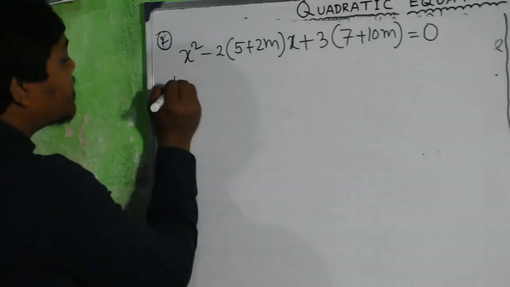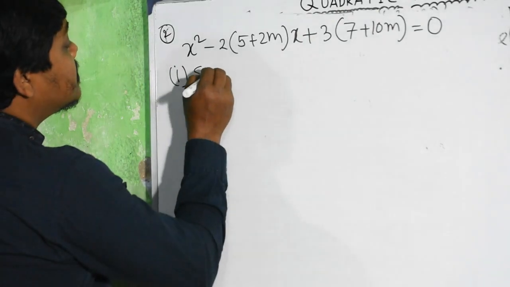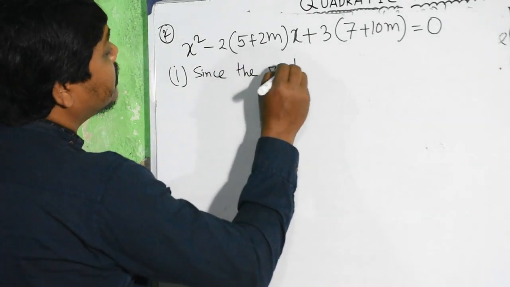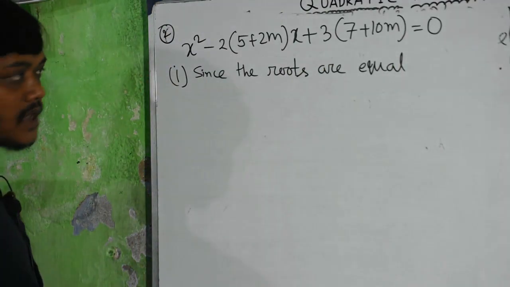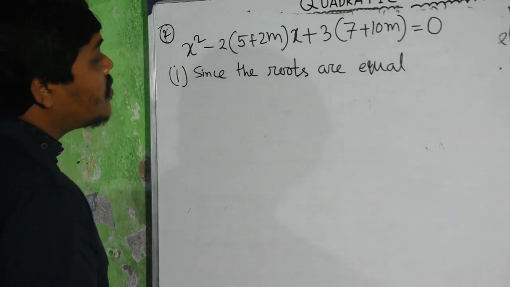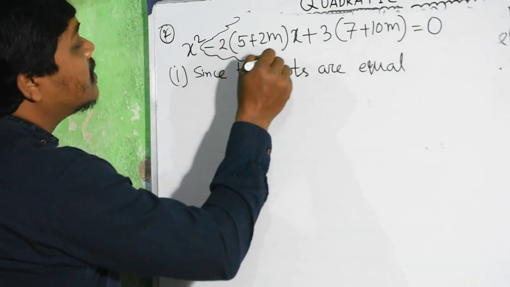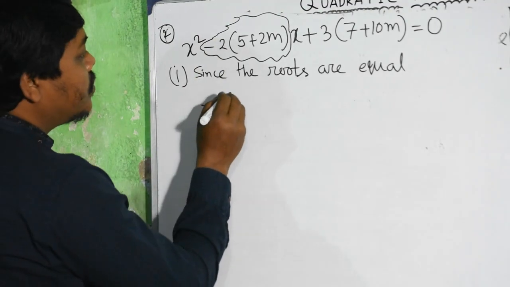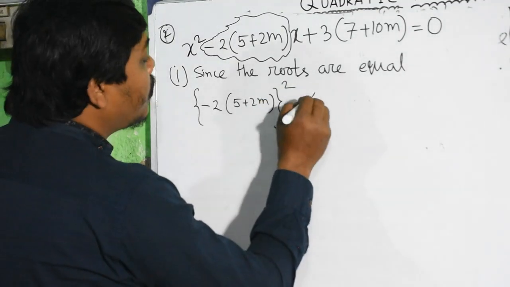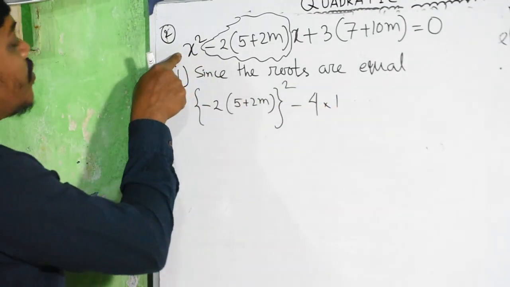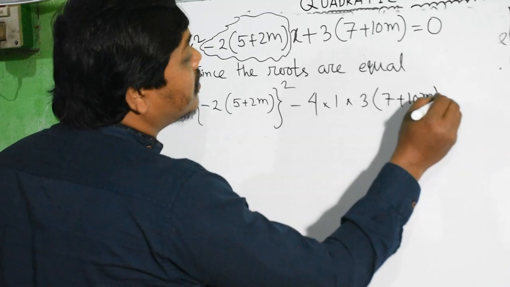For solving the first part, the first condition is that since the roots are equal, what is the condition? I think you have already answered this question. Since the roots are equal, b square minus 4ac equals 0. What is my b? This is b: minus 2 into (5 plus 2m) whole square, this is b square, minus 4 into 1, this part is 1, into 3 into (7 plus 10m) equals 0.